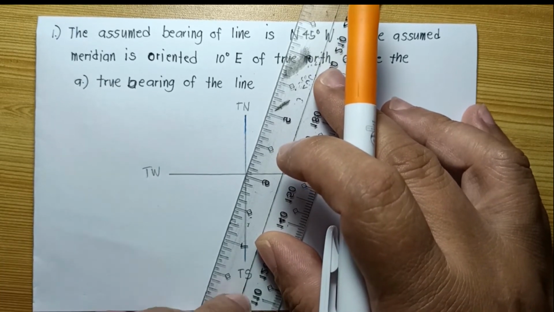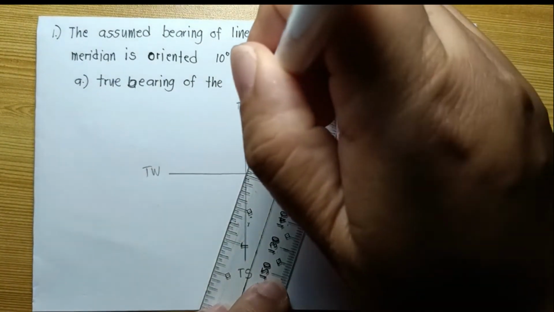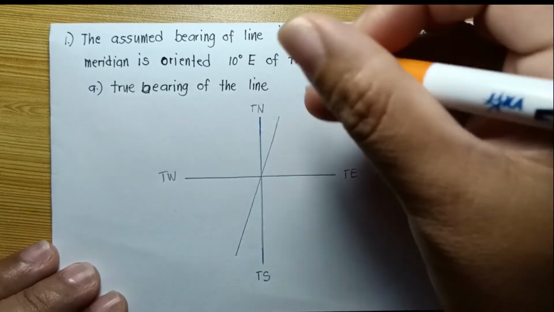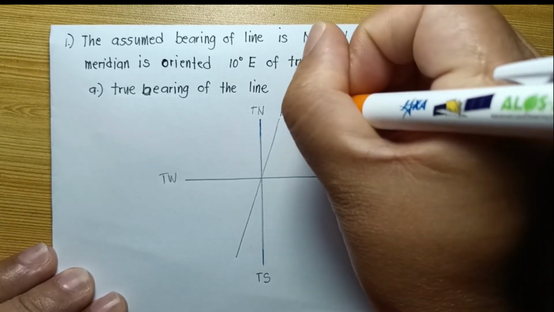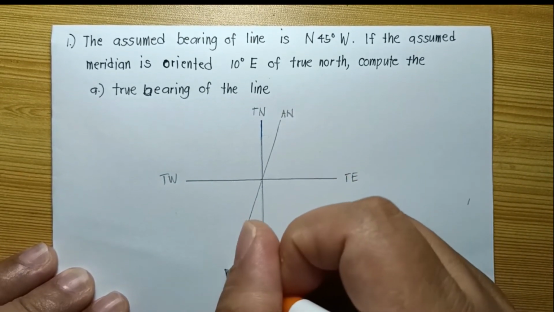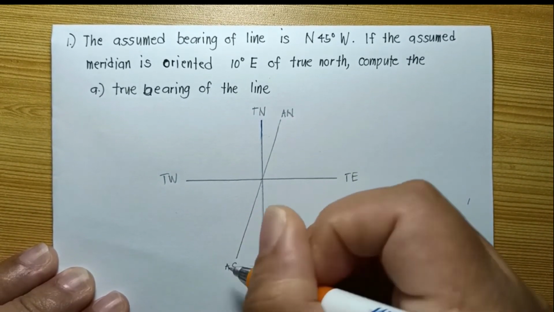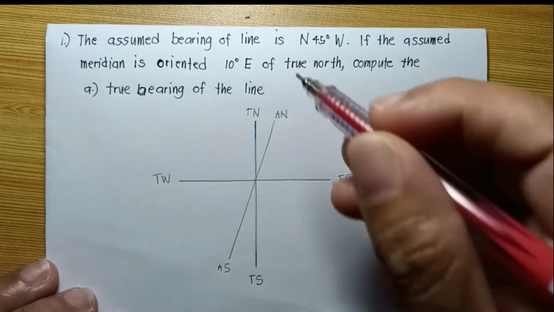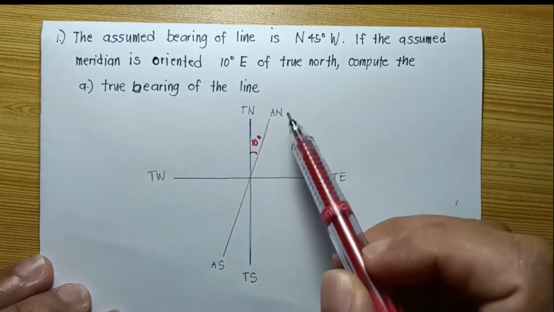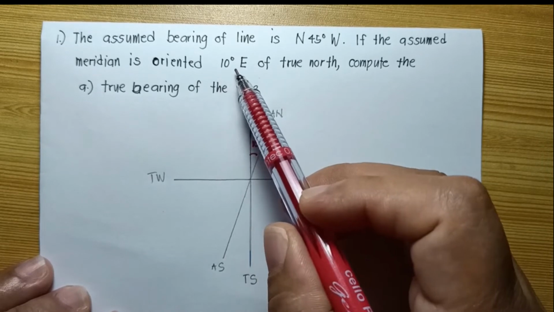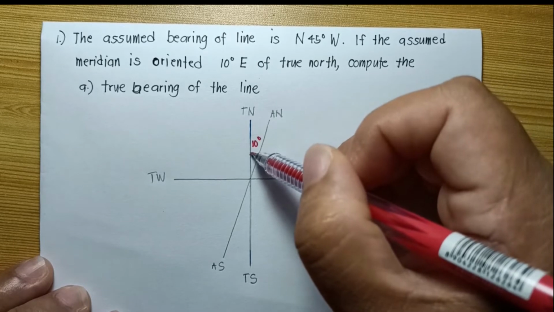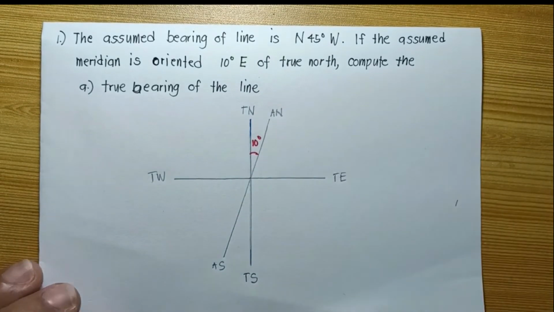Let us just exaggerate this drawing. So you have this true, or this is the assumed meridian, or I call it assumed north. Then of course, the prolongation down is the assumed south. Okay, and the angle between is 10 degrees. Why is it here? Because of the problem that it's 10 degrees east of true north. So meaning to say, 10 degrees from the true north to the east. Okay, so this is the 10 degrees.